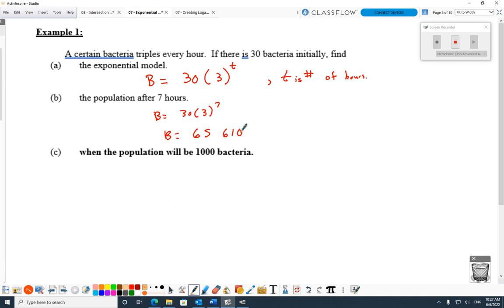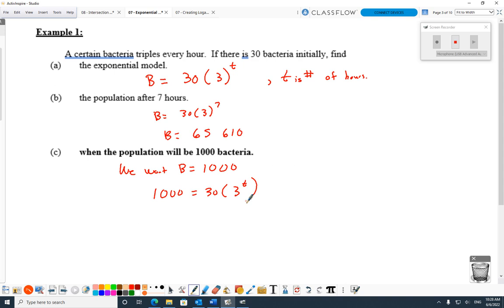Okay? In grade 12, now, we can ask this question, which we couldn't ask in grade 11. When will the population be 1,000 bacteria? We want B to be 1,000. When will we reach that threshold of 1,000 bacteria? So instead of substituting in the T, we're substituting in the B. I want to pause there and really highlight why we could not do this in grade 11. There was no way to solve for a variable that's up in the exponent like that. But we can do it now.